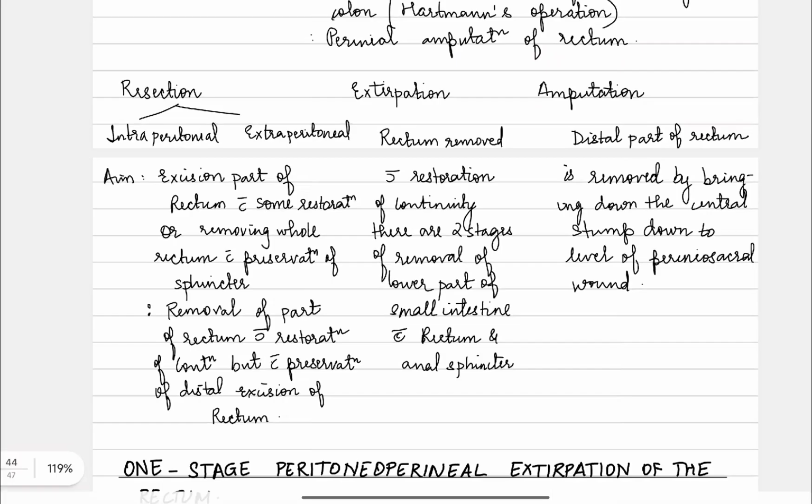Resection, extirpation, amputation. Resection is intraperitoneal, extraperitoneal. Aim is excision of part of the rectum with restoration, or removing the whole rectum with preservation of the sphincter. Removal of the part of the rectum without restoration of continuity but with preservation of the distal part of the rectum.